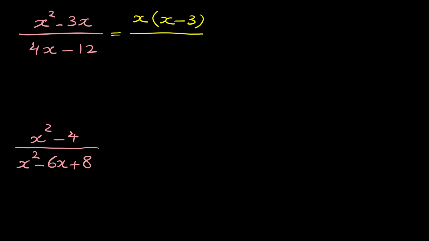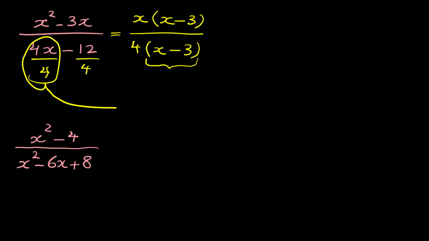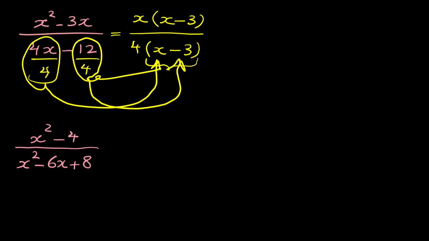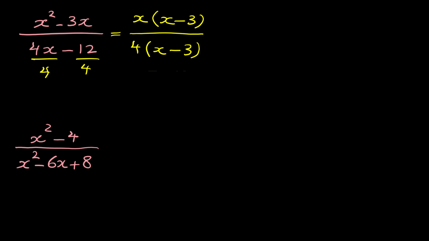x times 3 is 3x. For the denominator, between 4x and negative 12, the common factor is 4. So we can factor 4 in the denominator, and then we have x minus 3. Attention, when we factor a common factor from an expression, basically we divide each term by that common factor. So to write this expression here, simply divide every single term by 4. 4x divided by 4 is x. 12 divided by 4 is 3. This is the way that you can write the expression in the bracket.